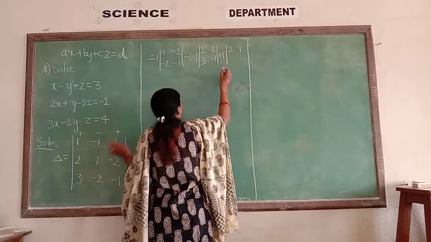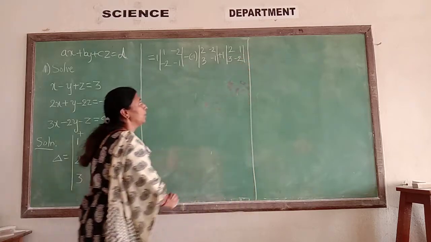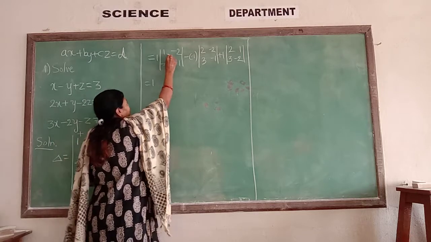1, 3, minus 2, 3, minus 2. This is how to write the next step. Then the evaluation is to cross multiply this.